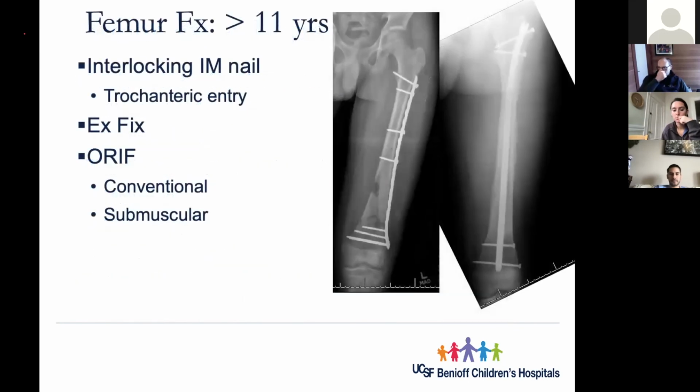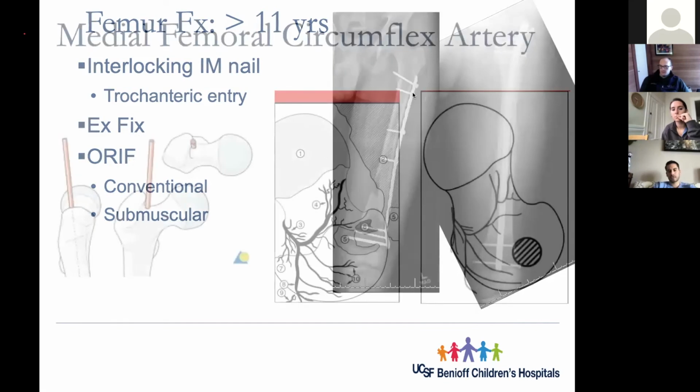With these kids, they sometimes also come with much higher energy injuries. So this was an open distal femur fracture, used Xfix temporarily, and then put in this submuscular plate, using it as an internal external fixator construct, where it slipped underneath the vastus lateralis laterally.